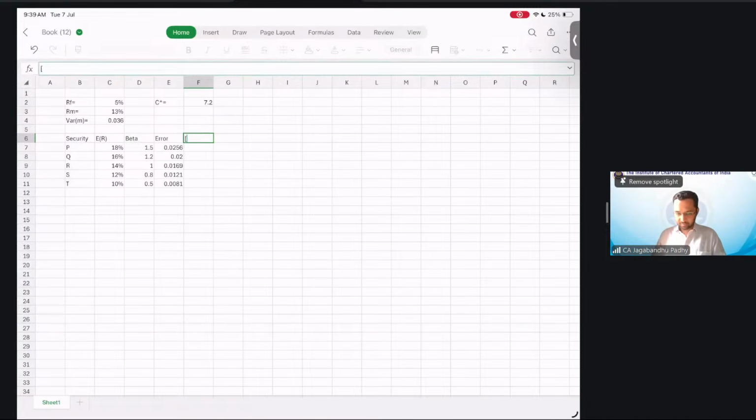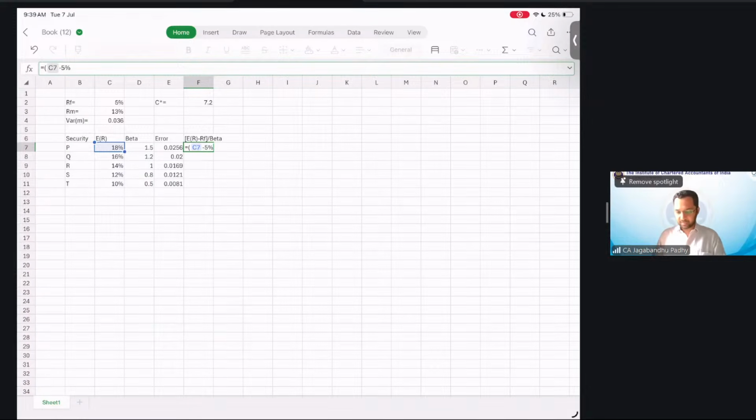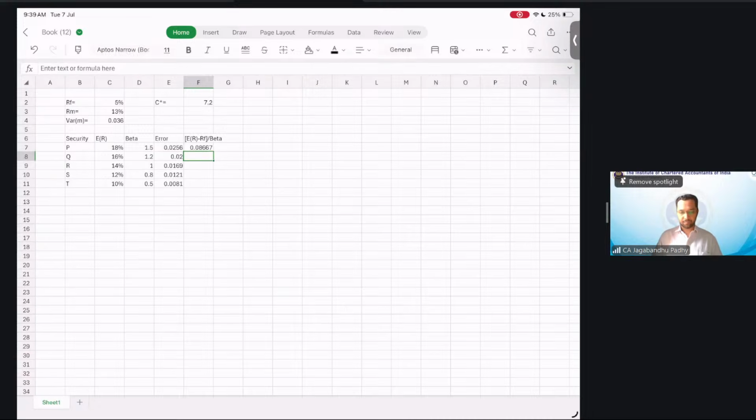So this is expected return minus the risk-free divided by beta. This is simply going to be the excess return, which is expected return minus the risk-free rate of 5%, divided by the beta term. So these are the excess return to beta numbers.